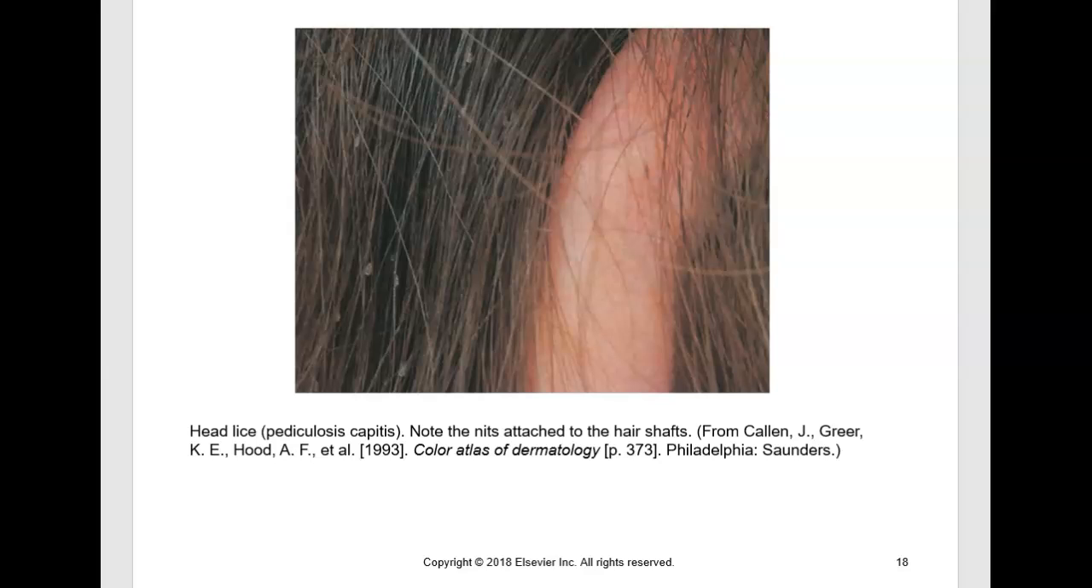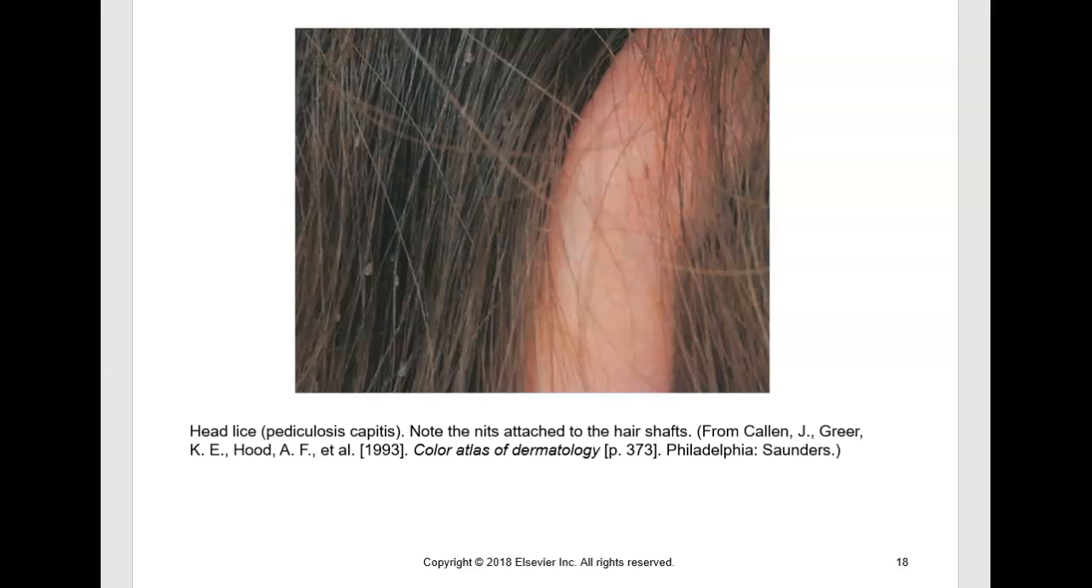Under etiology, lice live only on humans and are transmitted by direct contact with infected persons or contact with infected objects such as brushes or hats. Lice cannot jump like fleas, and clean hair is no deterrent for head lice.